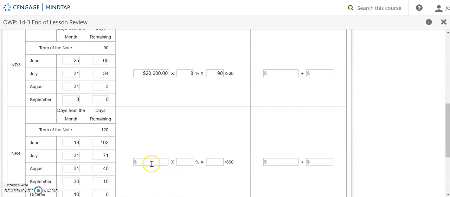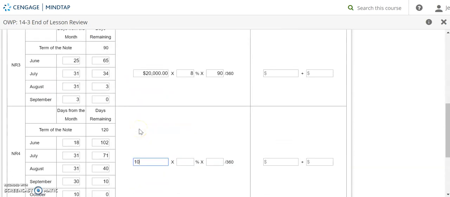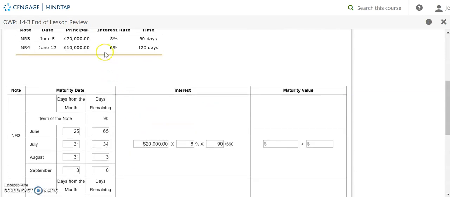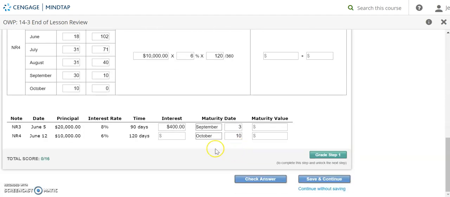Okay, I'm going to do the same thing for this next one, the NR4. So my principal is 10,000. My interest is 6%. And this one is 120. So again, I'm going to type that into my calculator, 10,000 times 6% times that fraction of 120 over 360. For this one, I get interest of $200.